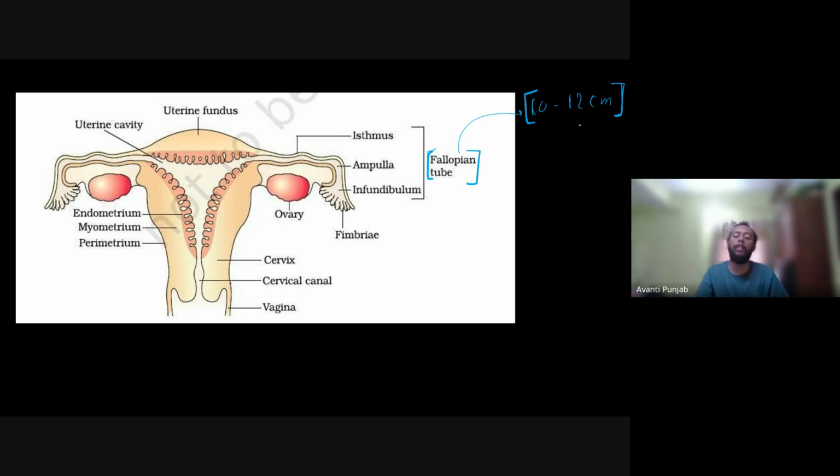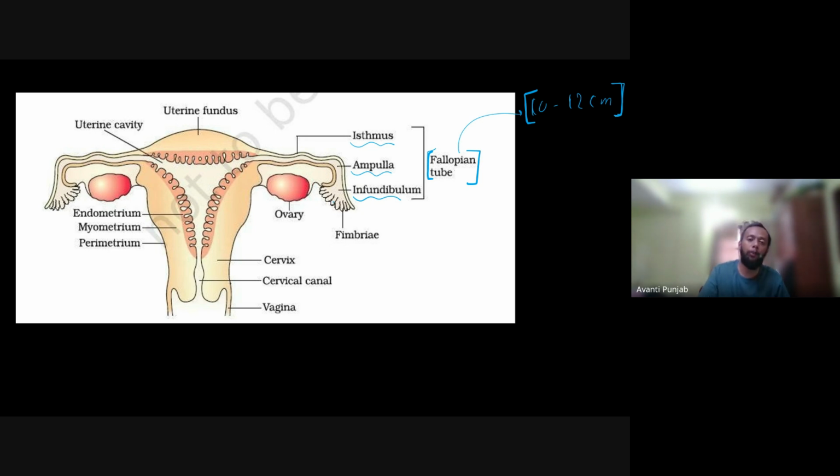Now within the fallopian tube, you will find three different areas. The part of the fallopian tube closest to the ovary is called the infundibulum. Then you have the ampulla, and then you have the isthmus. Remember, the area of the fallopian tube closest to the ovary is the infundibulum.